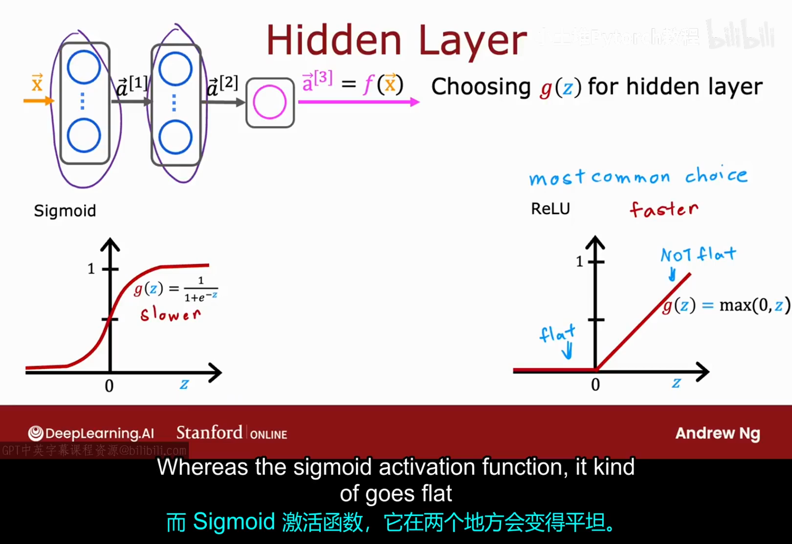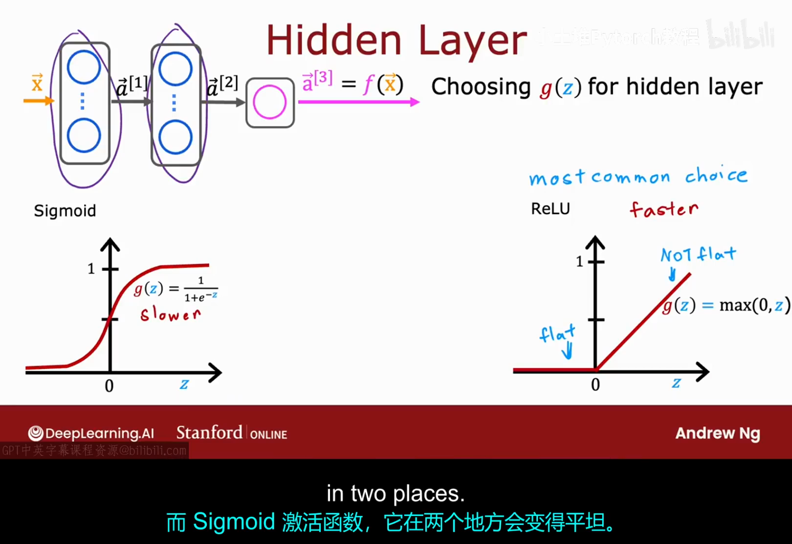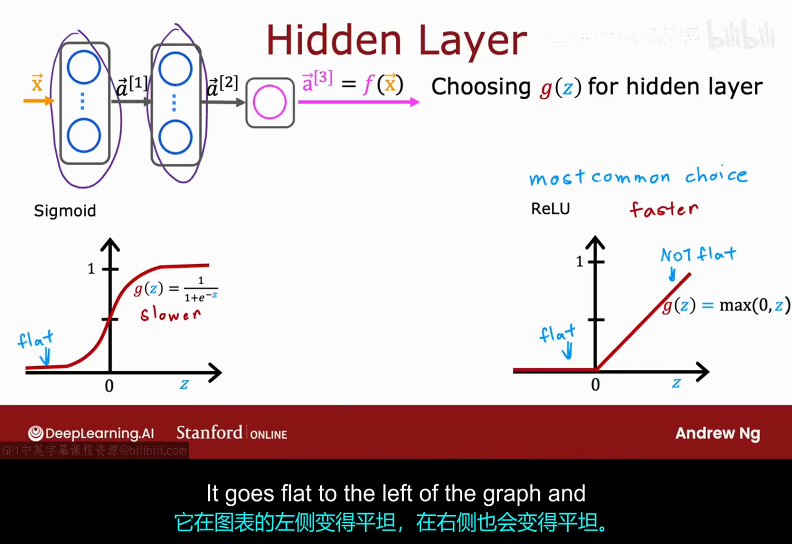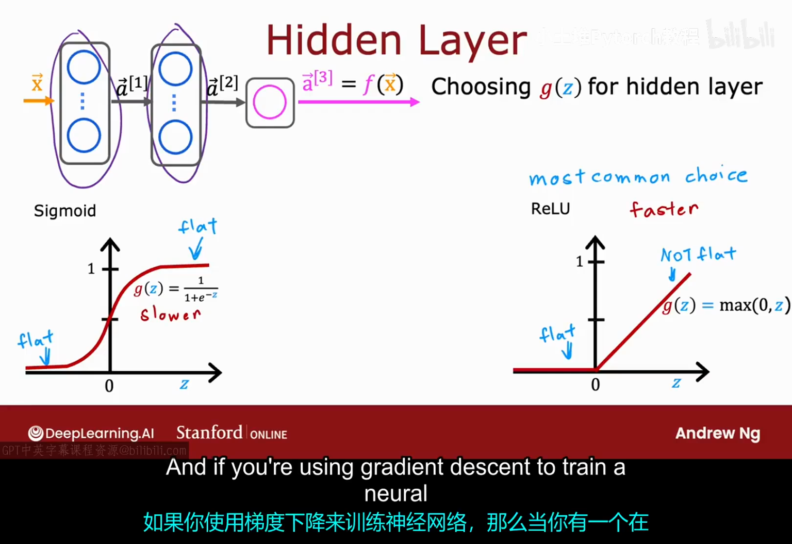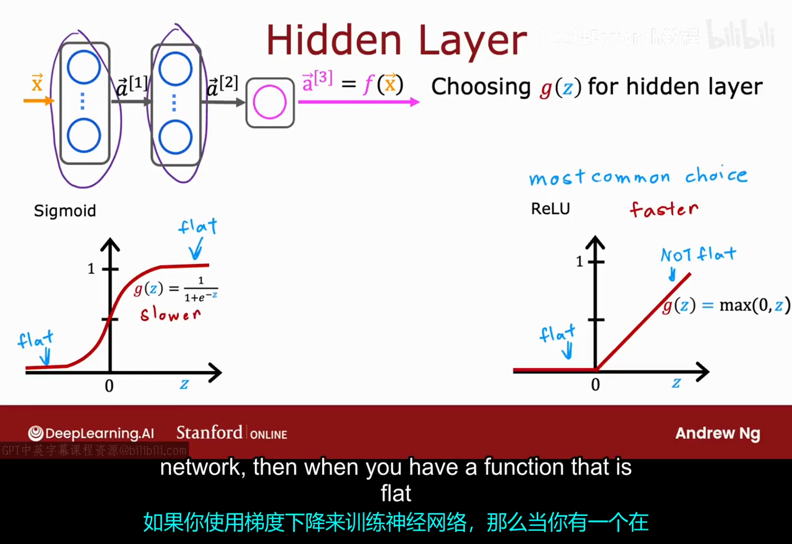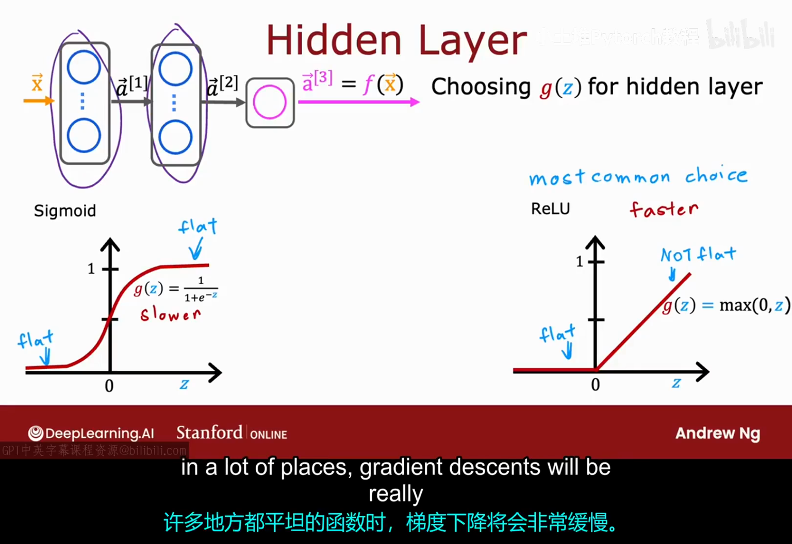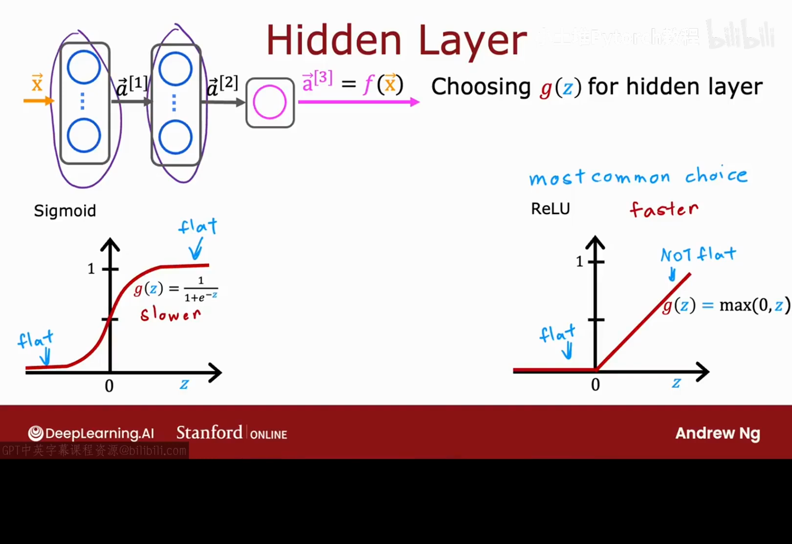Whereas the sigmoid activation function kind of goes flat in two places. It goes flat to the left of the graph, and it goes flat to the right of the graph. And if you're using gradient descent to train a neural network, then when you have a function that is flat in a lot of places, gradient descent will be really slow.